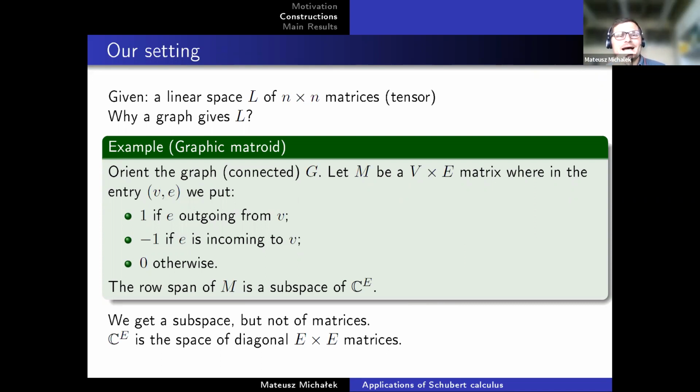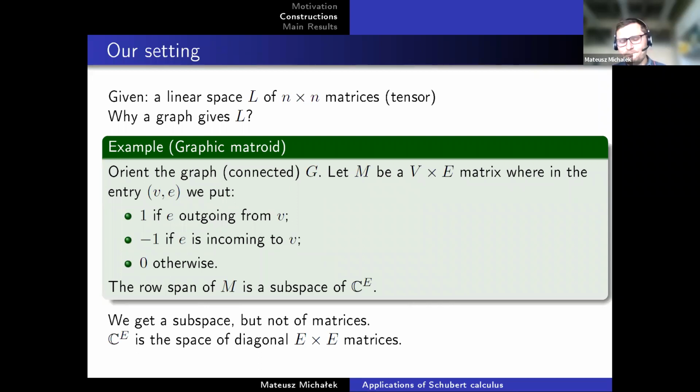Okay. Now, at this point, you can say, oh, come on, you're lying. Your first example was a graph, and the graph is not a linear space of n by n matrices. So let me tell you why a graph is a linear space of n by n matrices. So first, I build just one matrix, the adjacency matrix of a graph, in the following way. First, I orient the graph in an arbitrary way. It doesn't matter how I orient it.